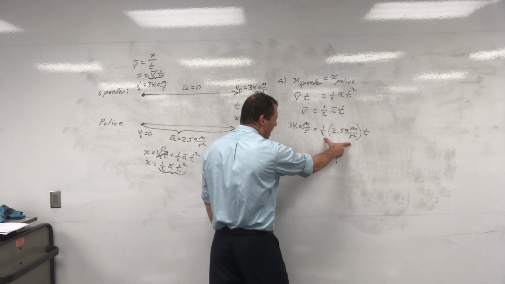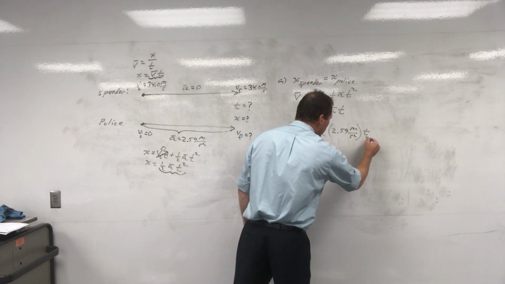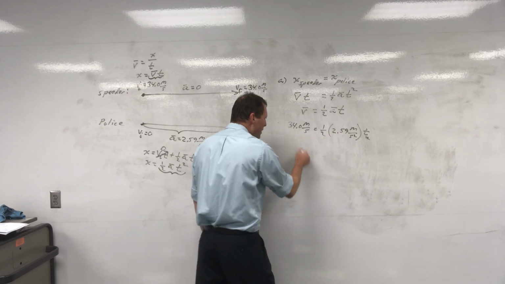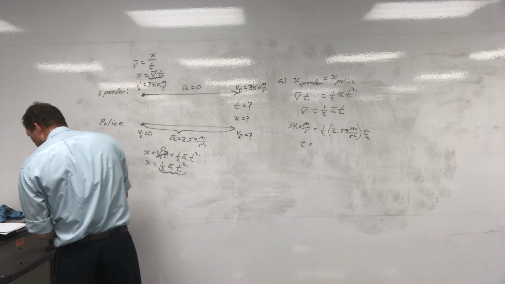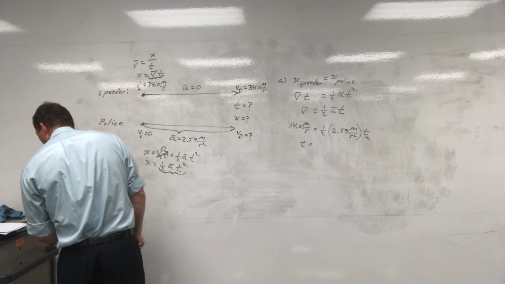And then I'm looking for the time. So again, I want to divide, I want to get time all by itself. So I want to divide both sides by that. And when I do that, my time comes out to be 26.254.